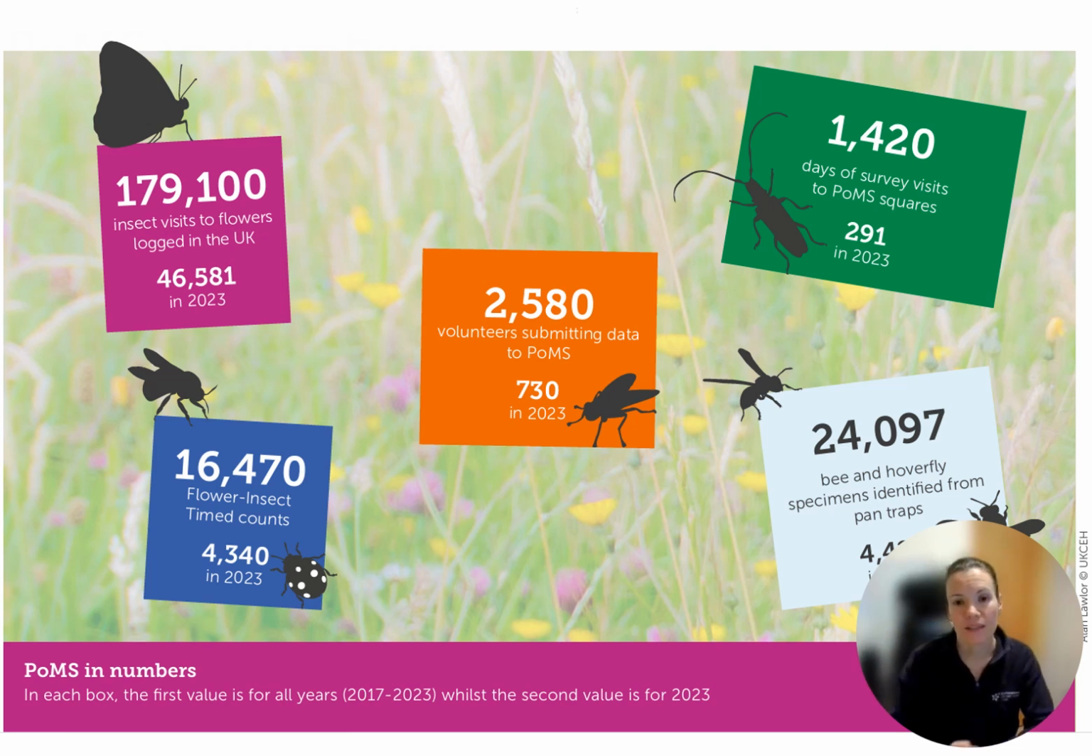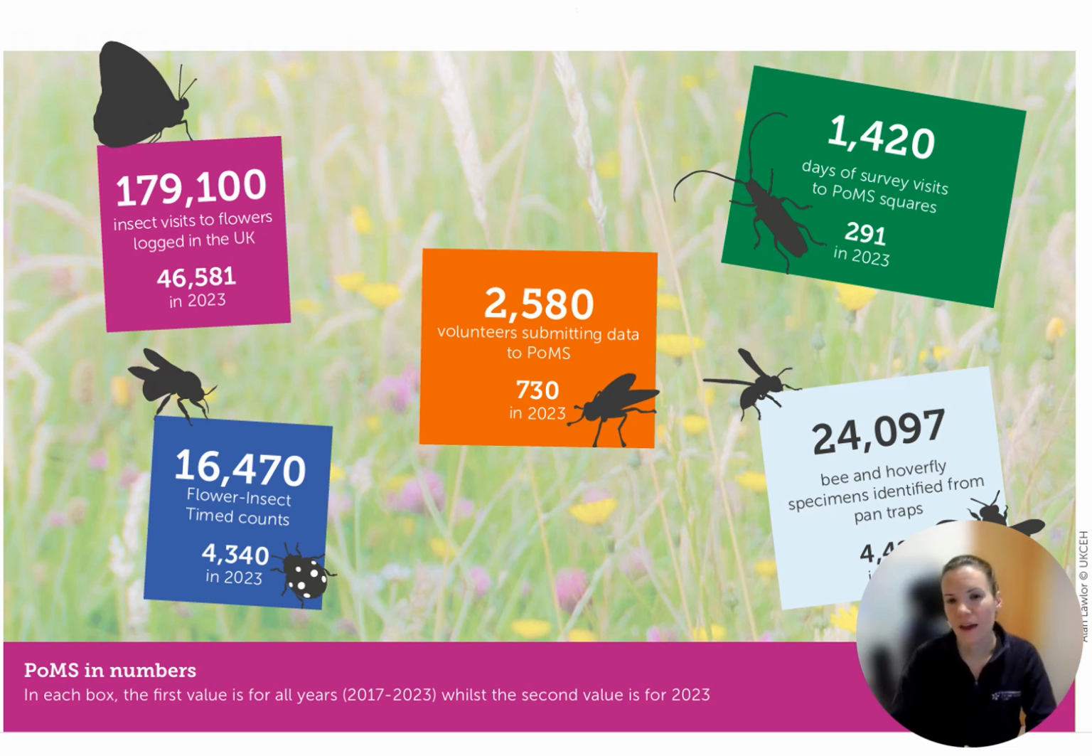And these are some of the main stats from 2023. 291 1 kilometre square sites were surveyed, and 69 of those were in Scotland. 4,340 FIT counts were submitted, and of that 405 were from Scotland, so I think there's still a way to go, and loads of scope for Scotland to be adding a lot more data.